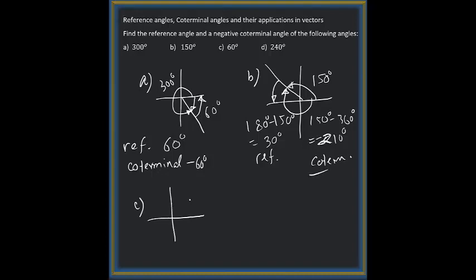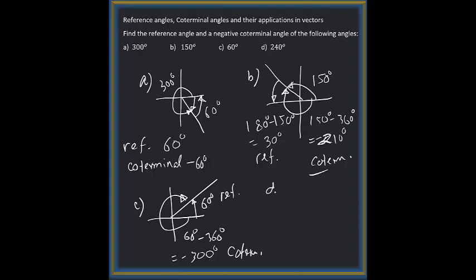So we have 60 degrees, this one here in the first quadrant. So that is our reference angle already here. Now the coterminal will be this one here, which is 60 minus 360. So you get negative 300. That is our coterminal.